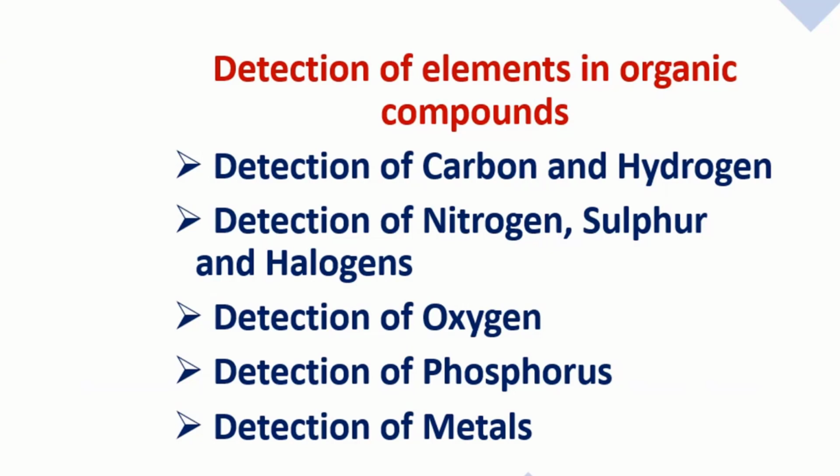So first we will talk about the detection of carbon and hydrogen. Then a detailed discussion about the detection of nitrogen, sulfur and halogens. And there might be one short question over there. And then the detection of oxygen, phosphorus and how to detect the metals.